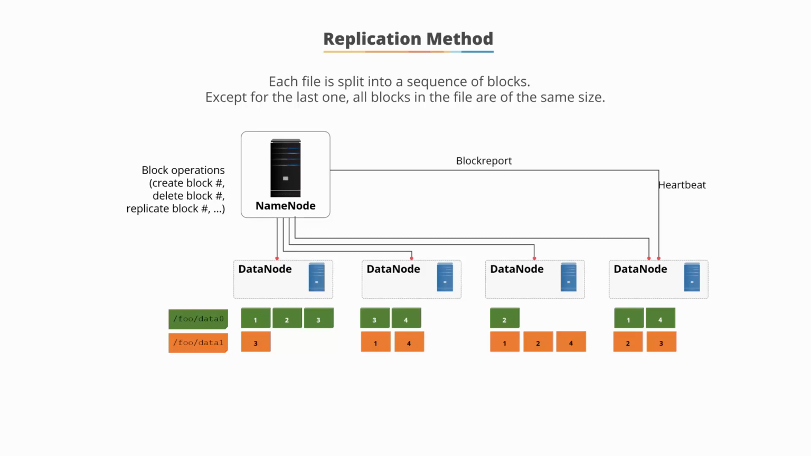The name node receives a heartbeat and a block report from each data node in the cluster. The heartbeat denotes that the data node is functioning properly. A block report lists the blocks on a data node.